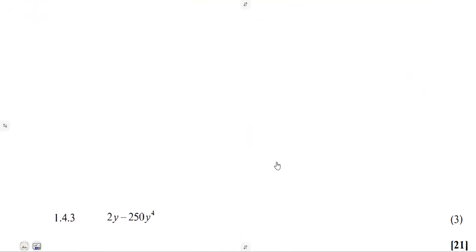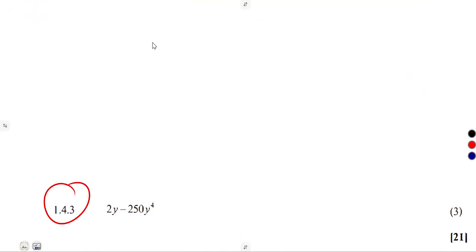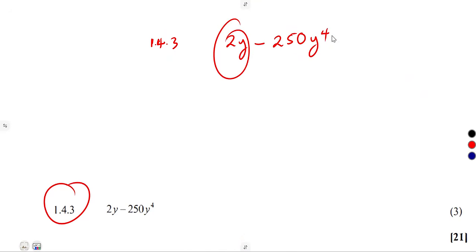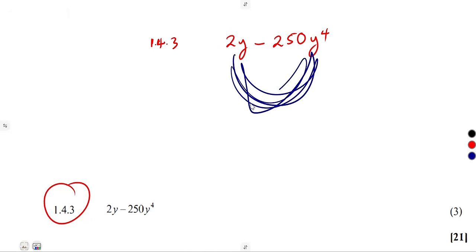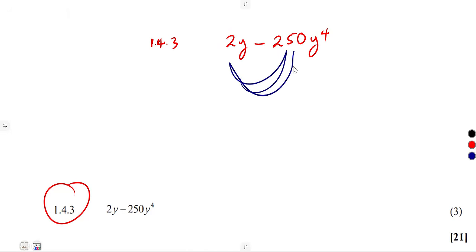1.43, another factorization to make our question 1 complete. 1.43, we were given, all right, let's see what we have got there. 2y minus 250y to the exponent of 4. There are 2 terms separated by a negative, so you're going to think of difference of 2 squares, which actually we are not having for the first time. You can think of difference of 2 cubes, which we are not having. These are not cubes, these are not perfect squares.